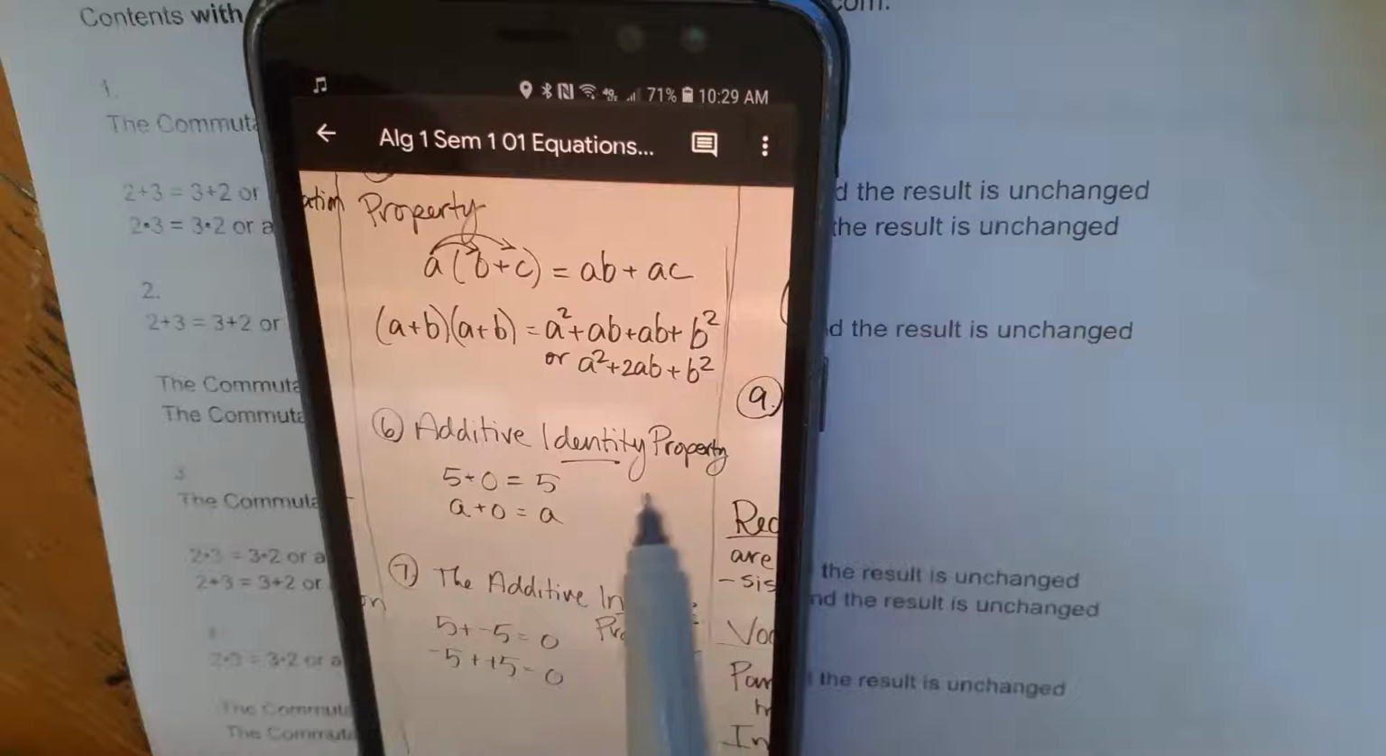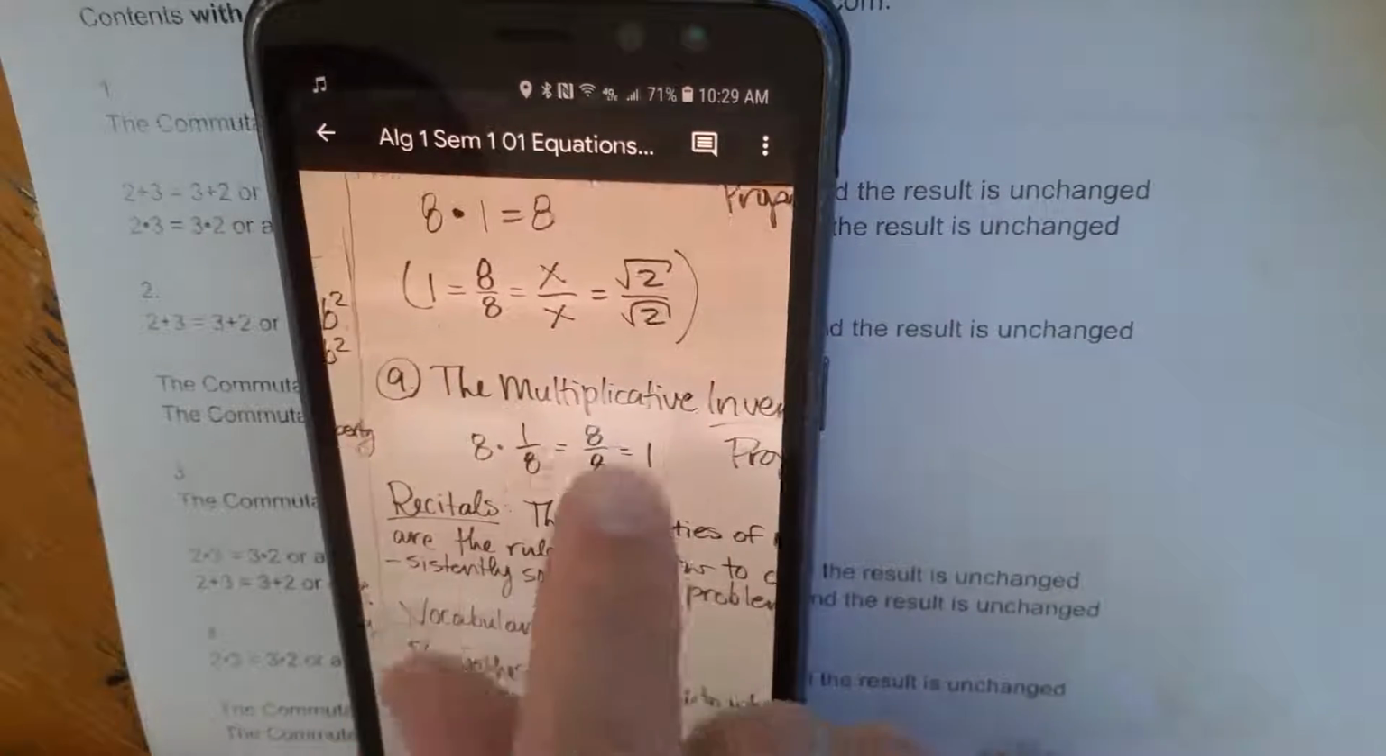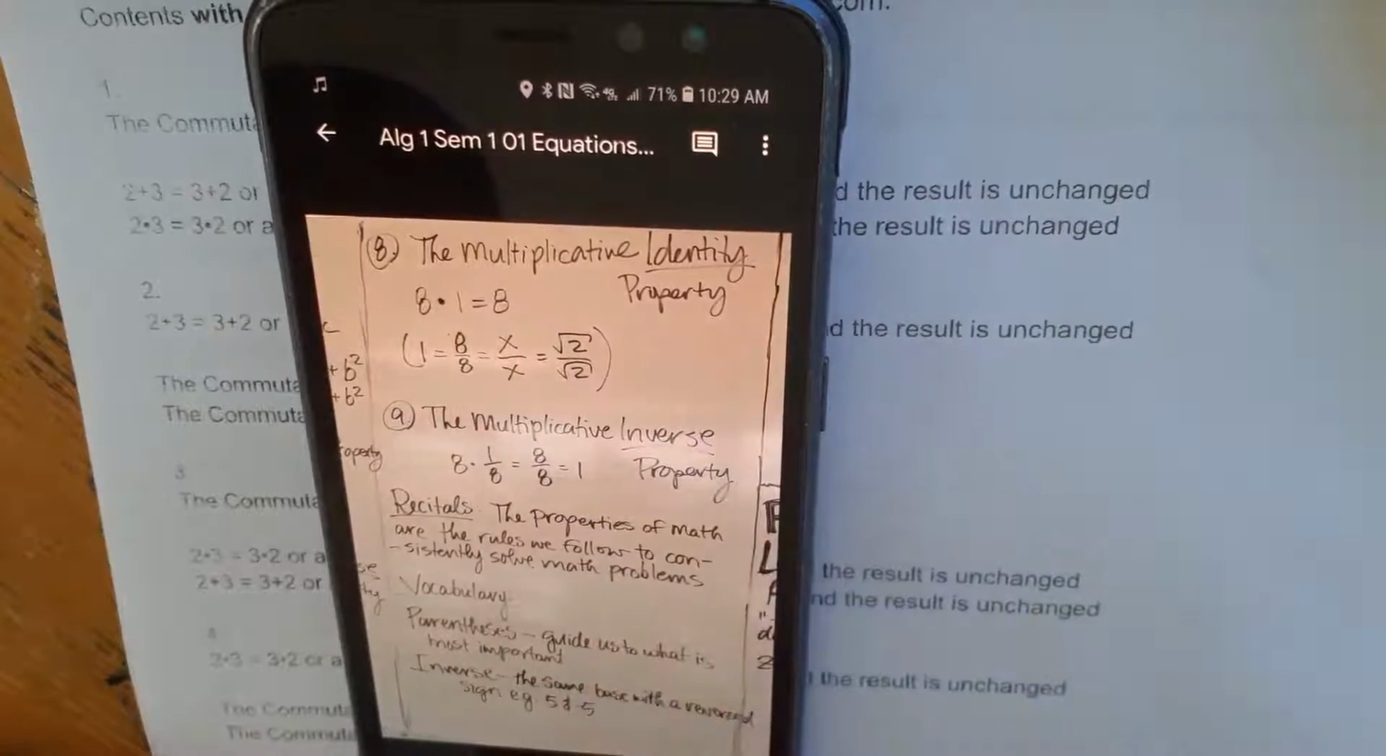We have the additive identity. What do you add to a number to leave it the same? 0. We have the additive inverse. What do you add to a number to get 0? Its inverse, whether it be a 5 plus a negative 5 or a negative 5 plus a positive 5. And we're going to refer back to these notes as we do the problem sets.